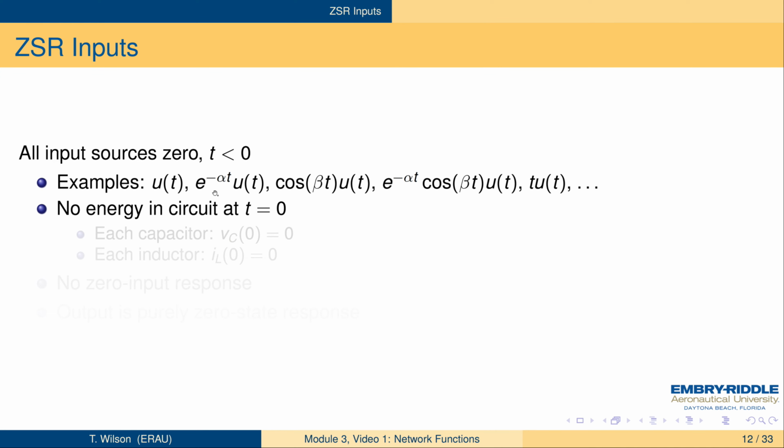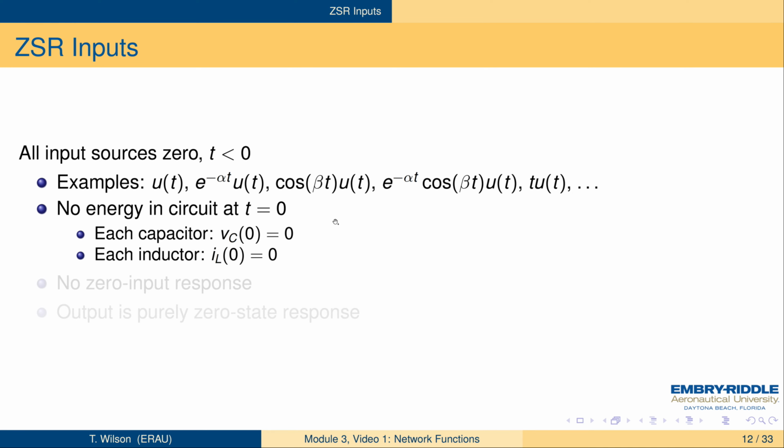So anything like a unit step or an exponential times a unit step, this could even be a growing exponential times a unit step, doesn't have to be a decaying exponential, cos times a unit step, exponentially enveloped cosine times unit step, sines, etc. Anything with a u of t in it is going to be a zero state response input.